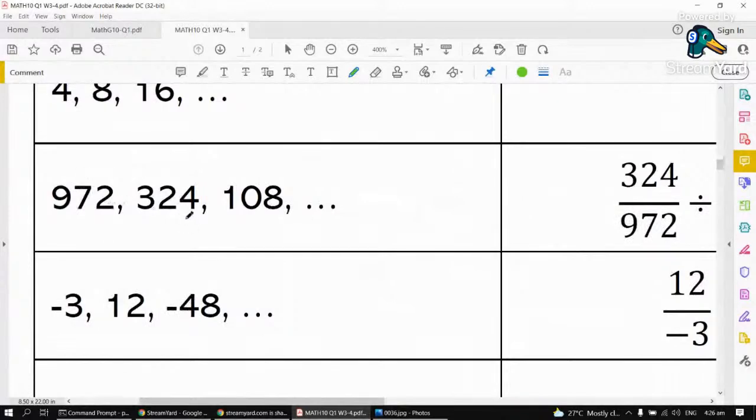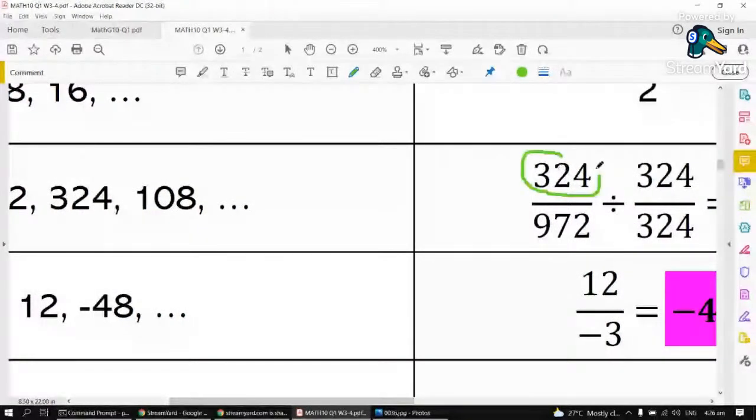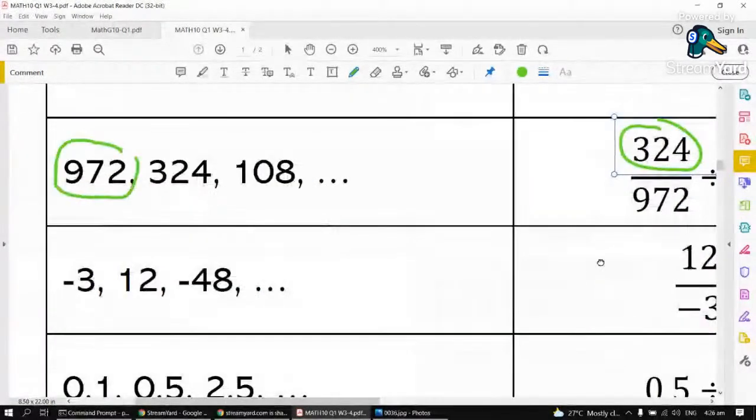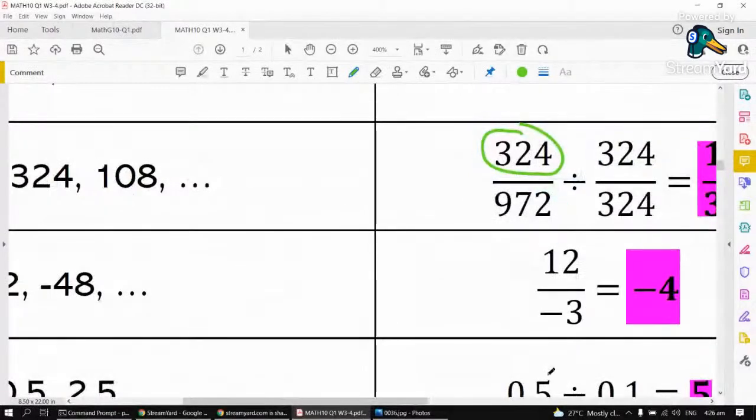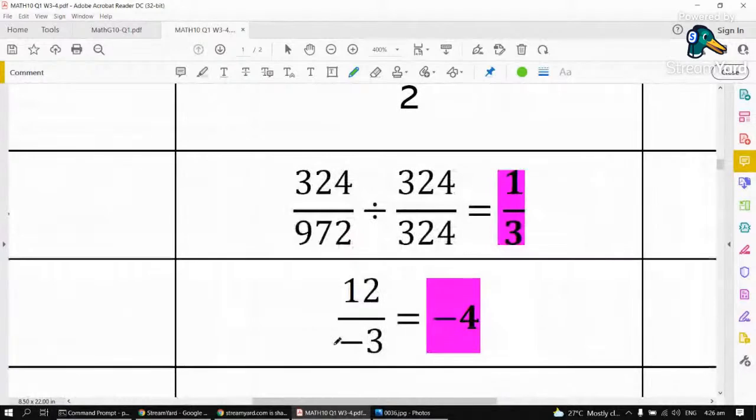Pero since malalaki itong number, mas maganda kung ang ginamit ko pala is 108 sa taas over 324 sa baba. Okay? But pwede na rin to, no? 324 divided by 972. So, 324 yung nasa taas and 972 yung nasa baba. So, luckily, swerte, ang 972 ay pwedeng ma-divide ng 324.